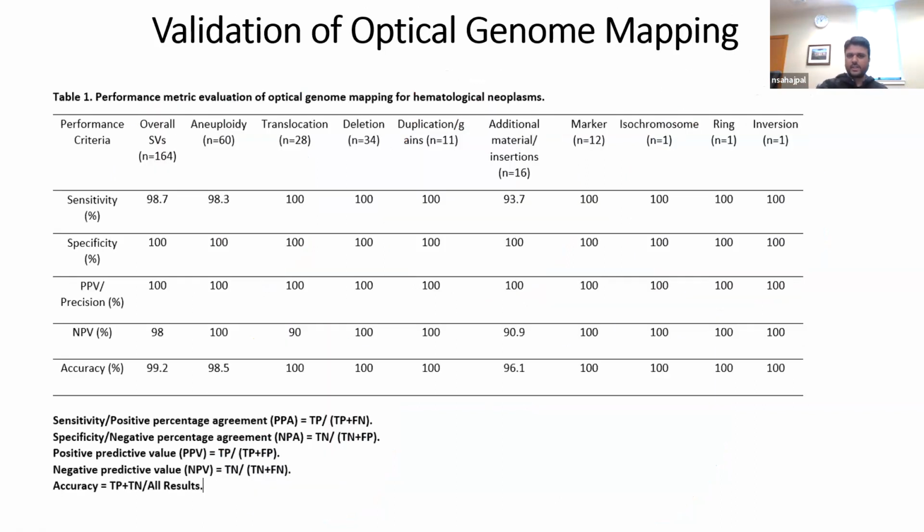And not going into details, just to highlight the overall results of the validation study, the optical genome mapping showed an overall sensitivity of 98.7% and a specificity of 100%, while you can see the sensitivity and specificity and the other precision markers for different SV classes. So overall, compared to the standard of care workflow, optical genome mapping showed high sensitivity and specificity to pick up those rearrangements and the different classes of SVs.